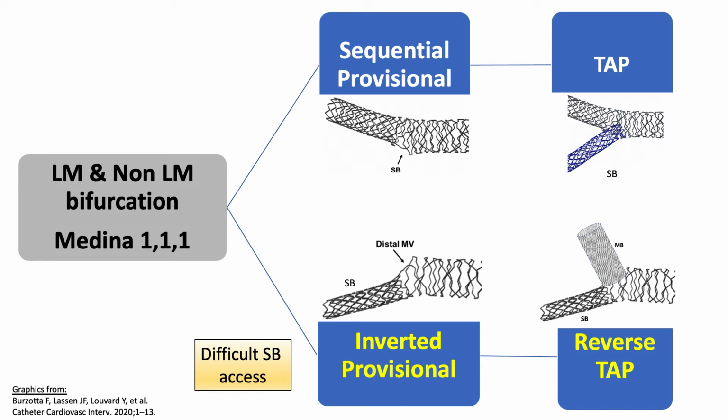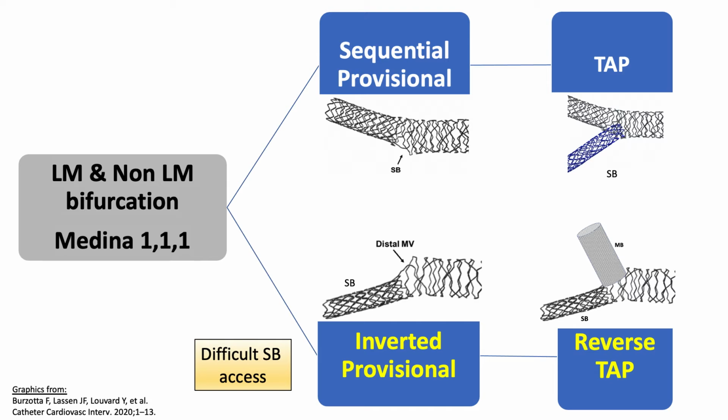So whenever we're facing a Medina 111, both left main and non-left main bifurcation, most of us follow the sequential provisional approach, which we will detail in the next slide. But the natural progression of this is that if you have a dissection, the side branch is symptomatic or is causing EKG changes or hemodynamic abnormalities, or the patient's having chest pain, then you move on naturally to a bailout stenting approach of the side branch, which is the TAP technique, T and protrusion, as shown above.